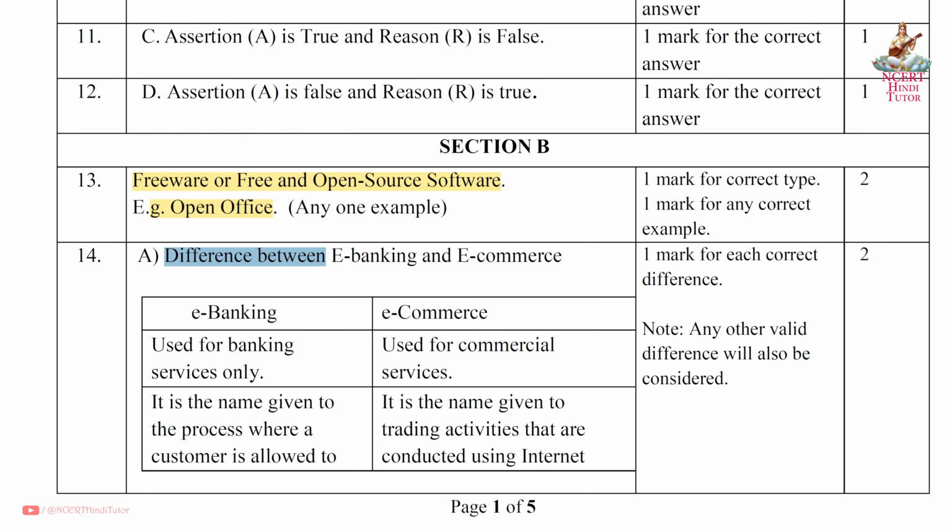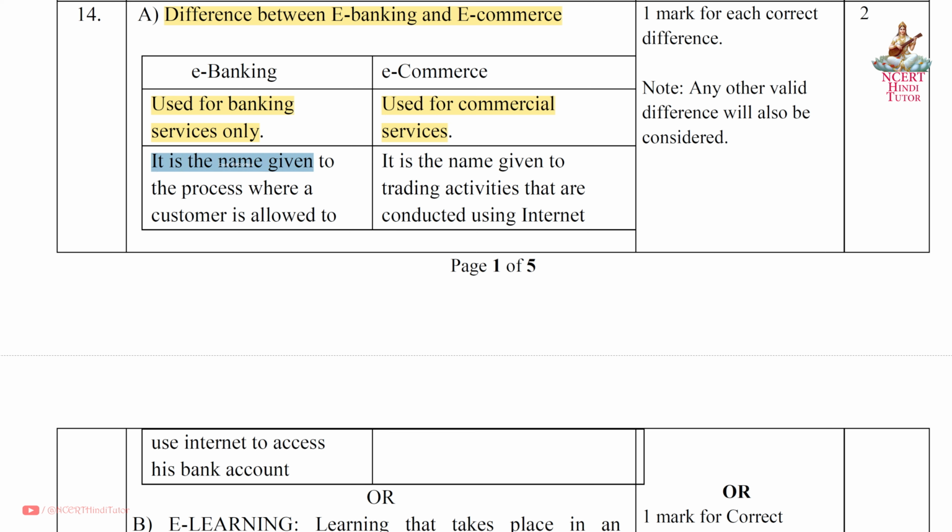Question 14a. Write any two differences between e-banking and e-commerce. Answer: difference between e-banking and e-commerce. E-banking used for banking services only. E-commerce used for commercial services. E-banking, it is the name given to the process where a customer is allowed to use internet to access his bank account. E-commerce, it is the name given to the trading activities that are conducted using internet. Any other valid difference will also be considered.